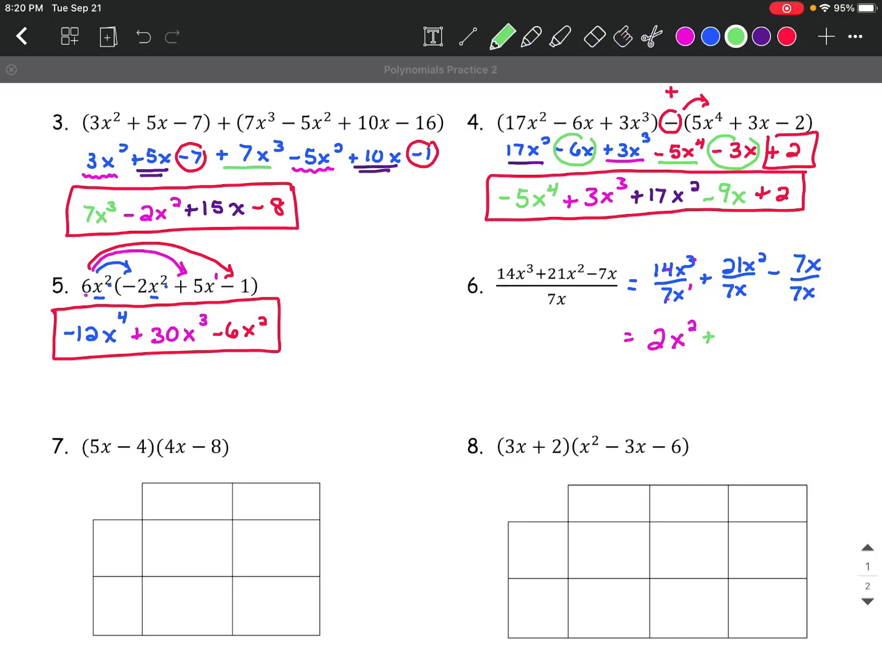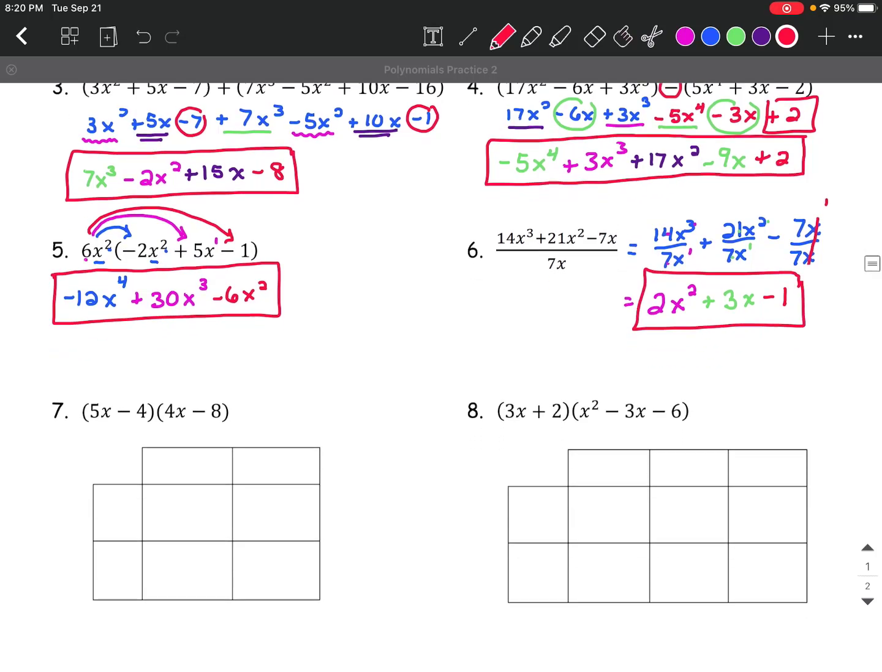Now we're going to add. 21 divided by 7 is 3. We'll keep the x and we subtract the exponents. 2 minus 1 is 1. I don't have to write an exponent of 1. That's okay. Then we have 7 divided by 7 is 1. And x divided by x, that's also 1. It goes away. So we now have, whoop, there's our answer. All right.